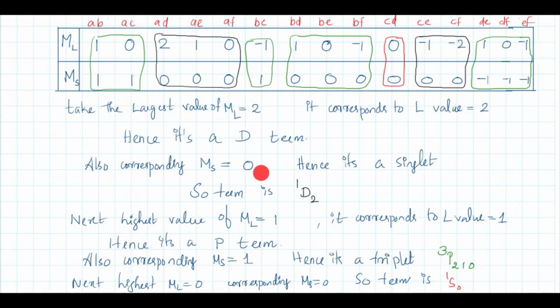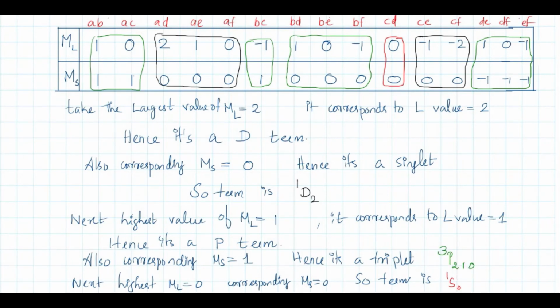If MS is 1, it is a triplet. If MS is 0, it is a singlet. If MS is 1, it is a triplet. So the possible term is 3P. L value 1 means P, triplet means 3. So 3P2,1,0. The possible J values are 2, 1, 0. So this is a possible spectroscopic term, 3P2,1,0.